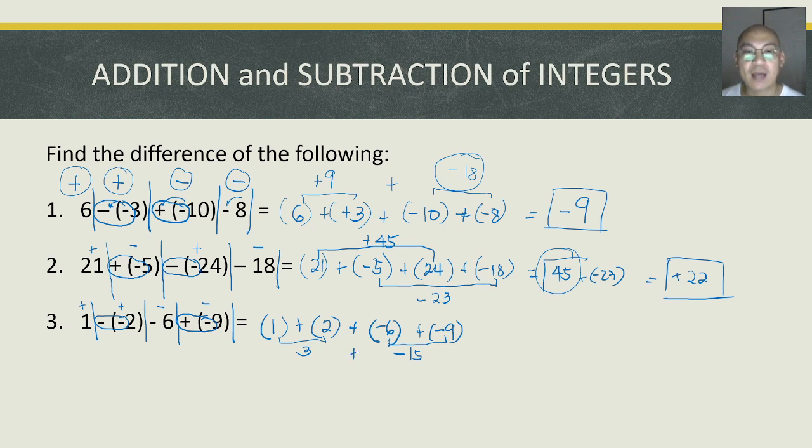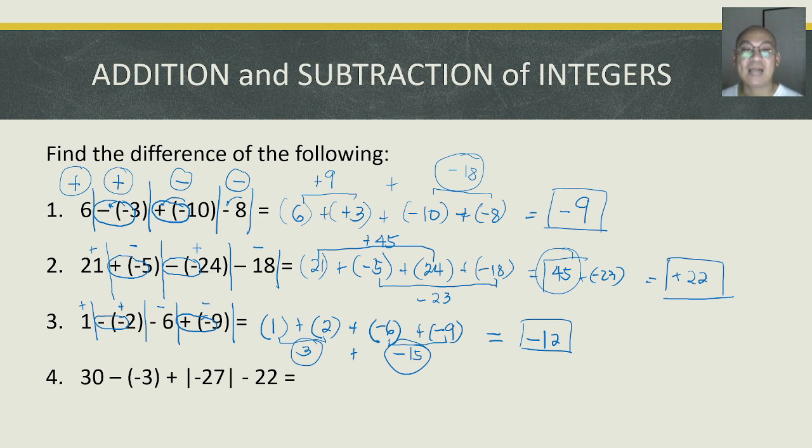So we will now add these two. 3 and negative 15, different signs, therefore we will subtract. And that is 12. Which is the larger number? And that is 15. Get the sign of 15 and that is negative. So the answer is negative 12.